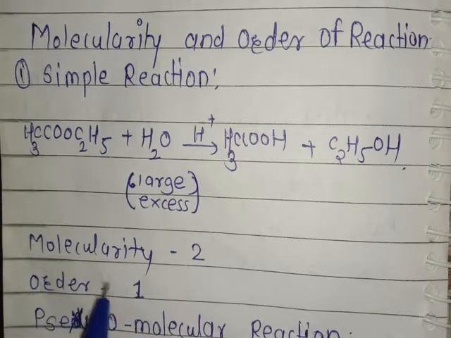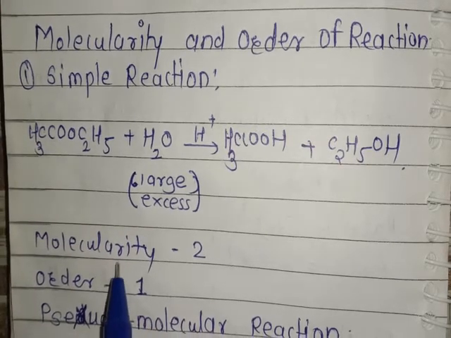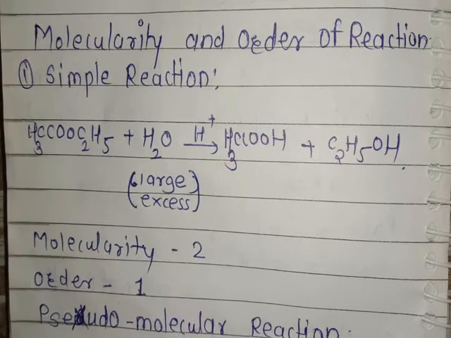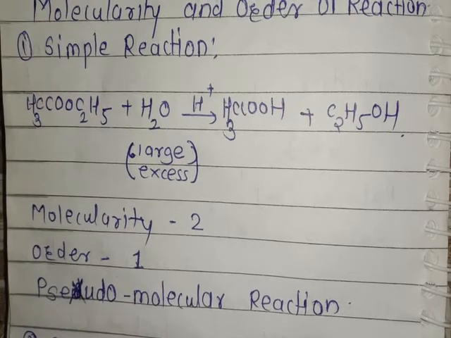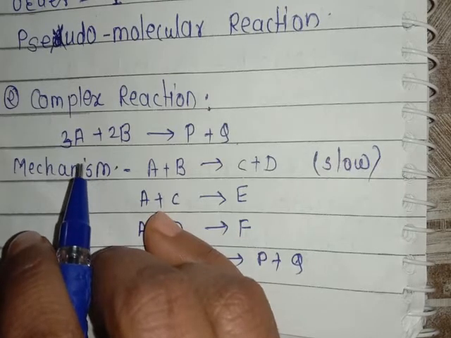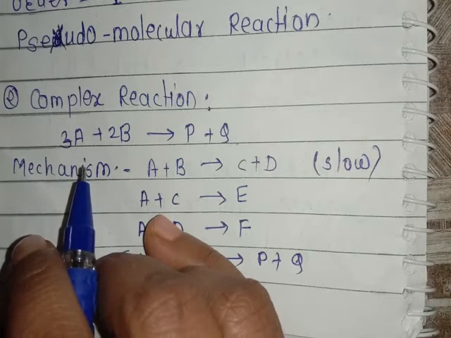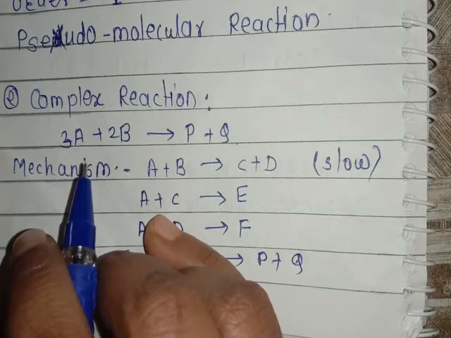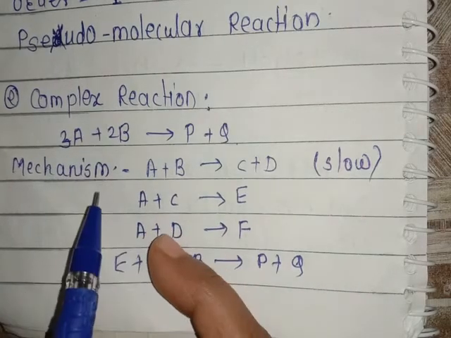So the order of reaction for the hydrolysis of ester is 1. The reactions in which the molecularity and the order of reaction are different are called pseudo-molecular reactions. In a simple reaction, if the molecularity and the order of reaction are different, then such reactions are pseudo-molecular reactions. Then what happens in the complex reaction?